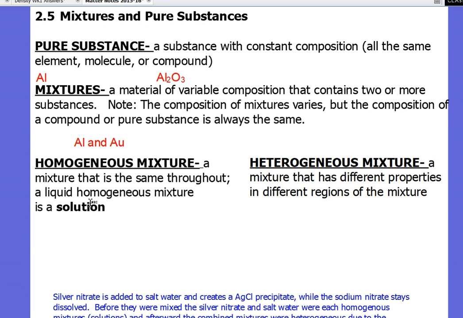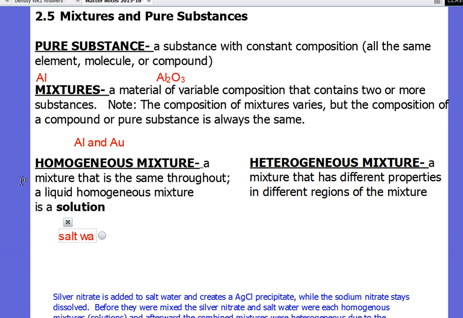And then mixtures get classified in two different ways. Are they mixed evenly or unevenly? So if it's the same everywhere, it's a homogeneous mixture. If it's not the same everywhere, it's a heterogeneous mixture. And so let's just come up with two quick examples.